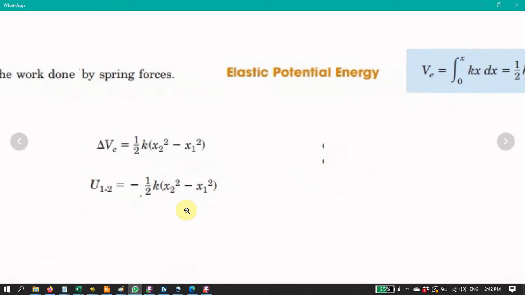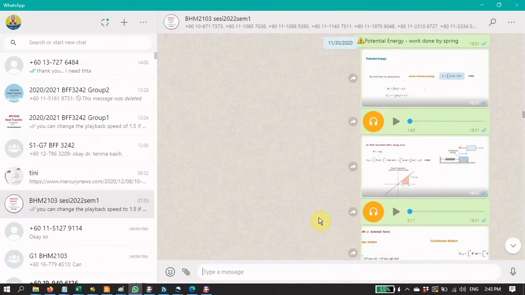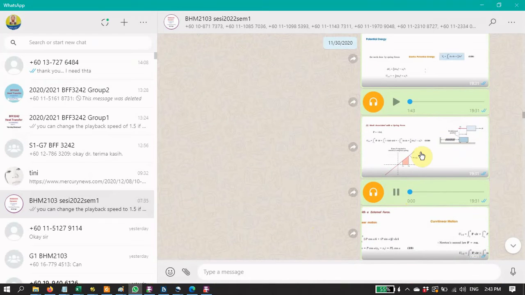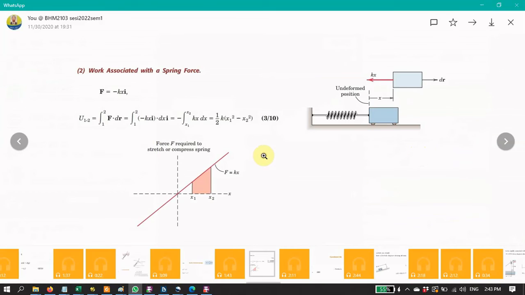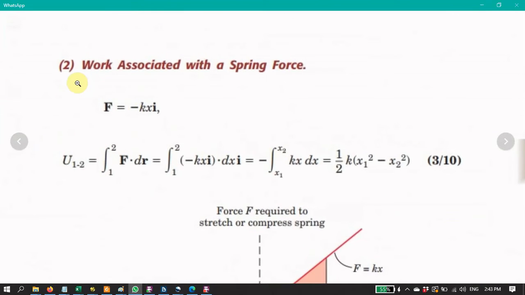energy changes. I think in the book, instead of using the total changes of elastic potential energy, the author used the work done by the spring force, or in thermodynamics we call it changes in the potential energy, the elastic potential energy. Right, this is a work associated with the spring force.